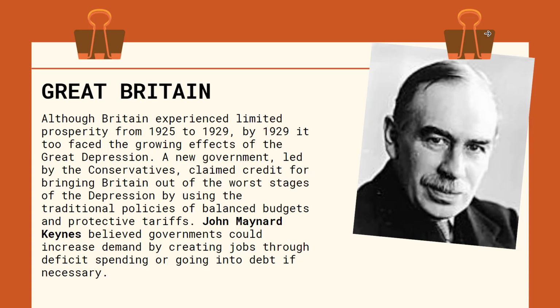However, John Maynard Keynes, as you've seen here, this is his picture. He believed that the British government should create a demand by creating jobs by deficit spending. Okay, and deficit spending, as you see here, is going into debt if absolutely necessary, and in this case it was very much necessary to get the economy swinging again.